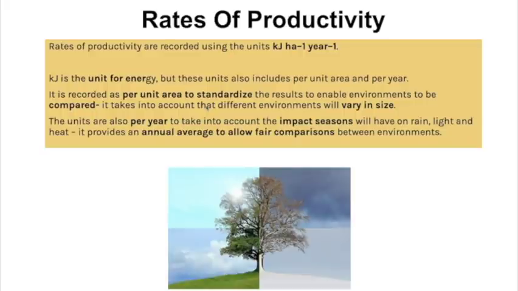So it's taken into account that different environments will vary in size. The units are also per year to take into account the impacts of the seasons. So when you have rain, when it's light or when it's less light, the temperature changes. That's going to affect the productivity because it affects photosynthesis. So we do it per year, so you have an annual average, so it's a fair comparison.